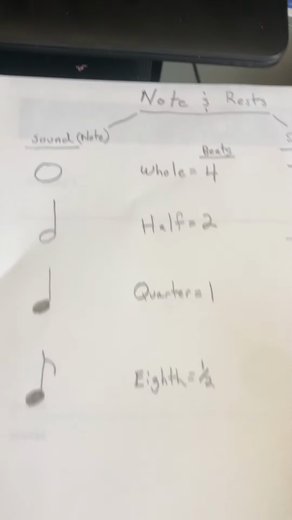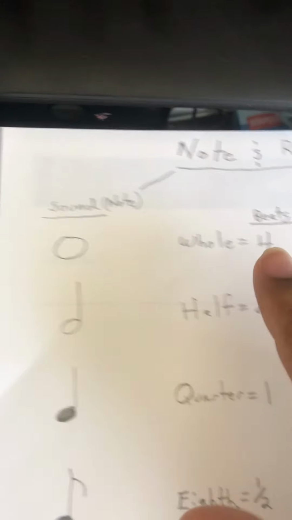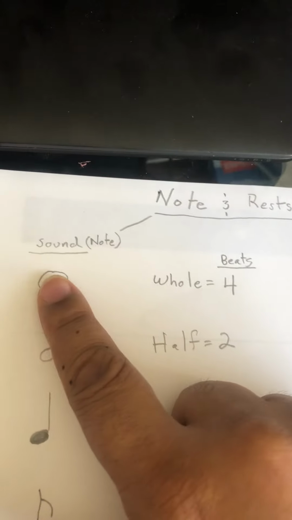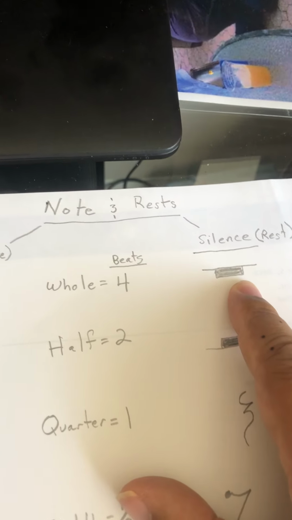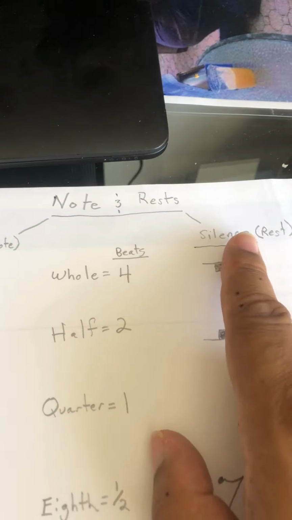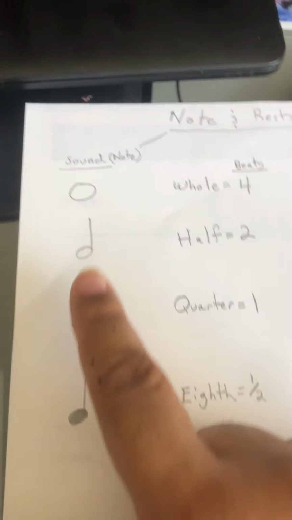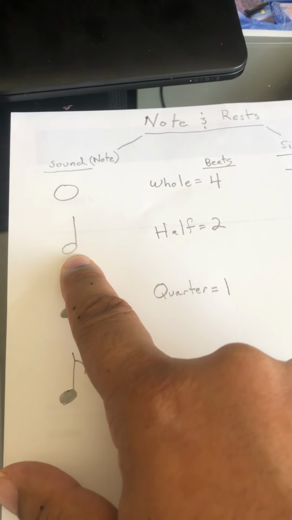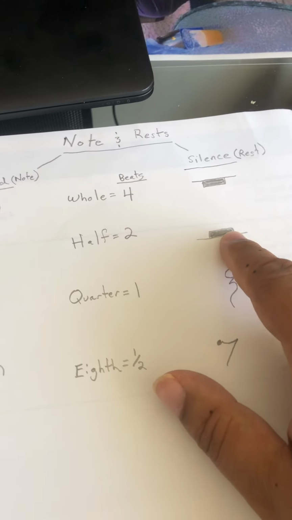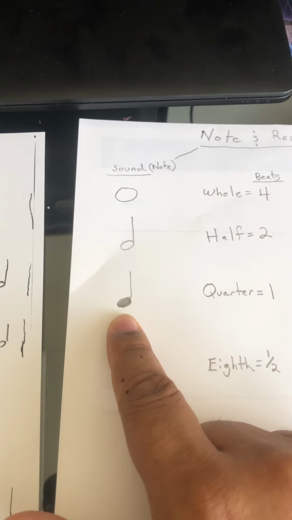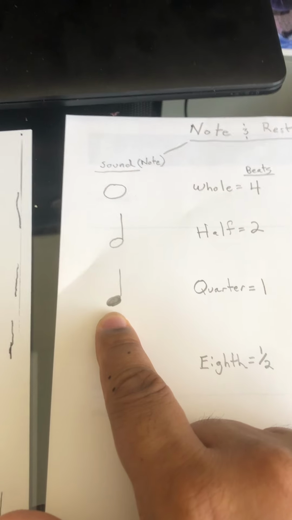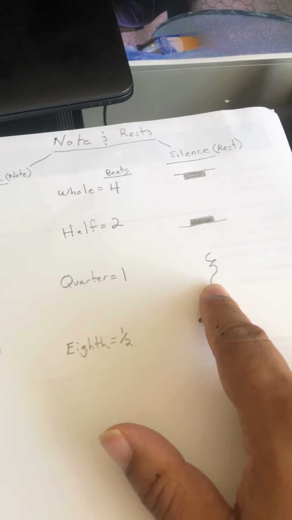Okay, so for example, you have a whole note here, worth 4 beats of sound, and then you have its counterpart here, a whole rest, which is worth 4 beats of silence. Half note, 2 beats of sound. Half rest, 2 beats of silence. Quarter note, 1 beat of sound. And its counterpart, quarter rest, 1 beat of silence.